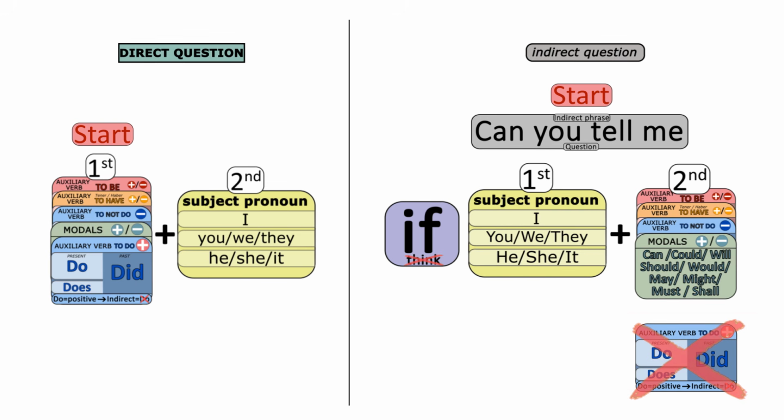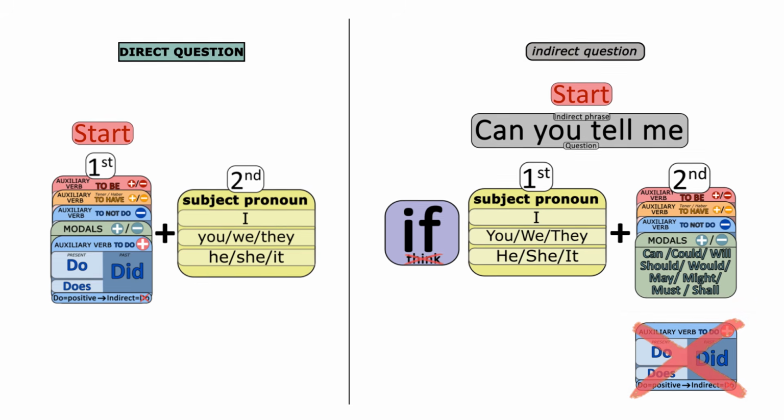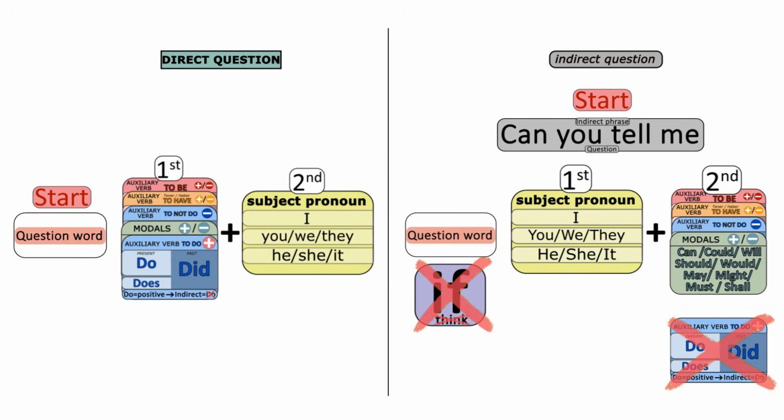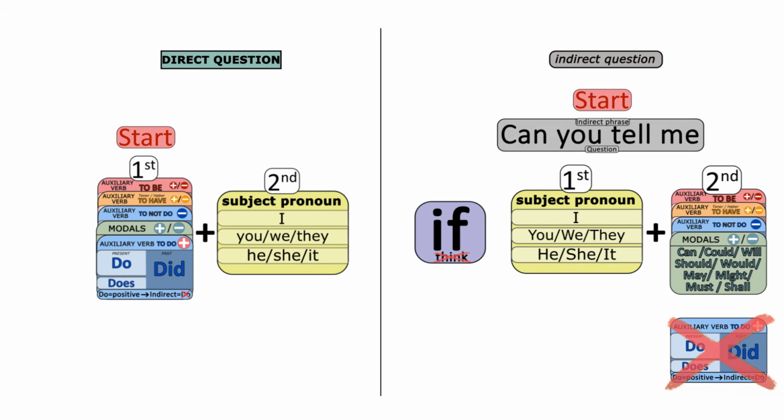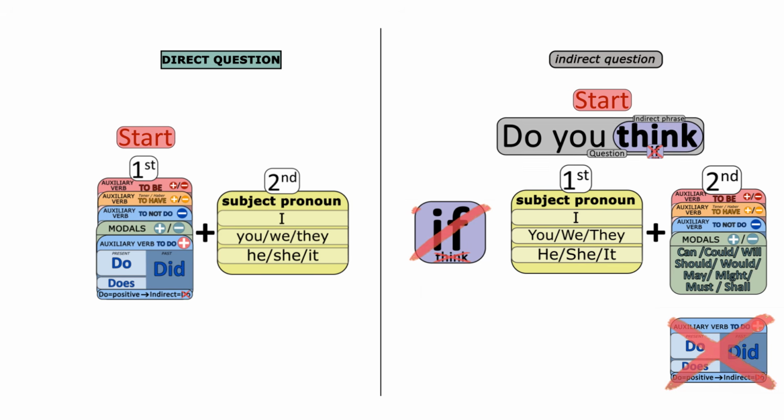And if the auxiliary is do in positive, in an indirect sentence, we don't use the verb do, and we make changes to the main verb if necessary. If a direct question starts with a question word, the indirect sentence does not contain if. If an indirect phrase contains the verb think, the indirect question also doesn't contain if.